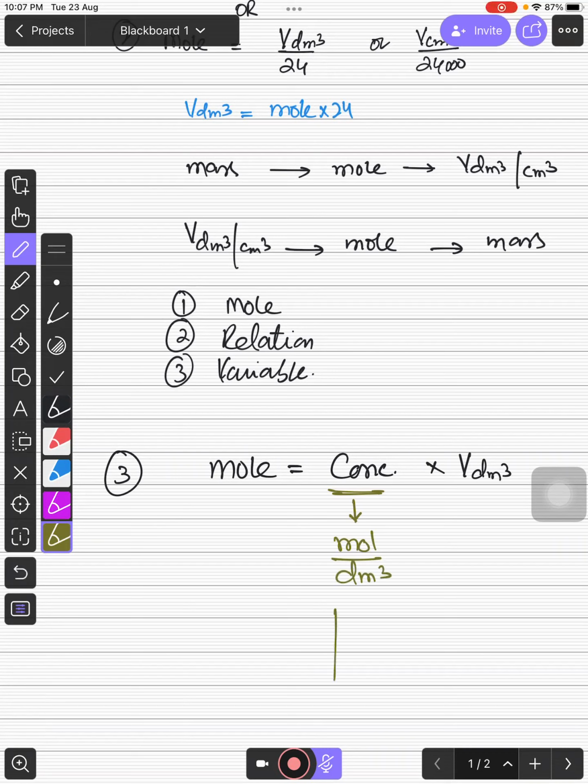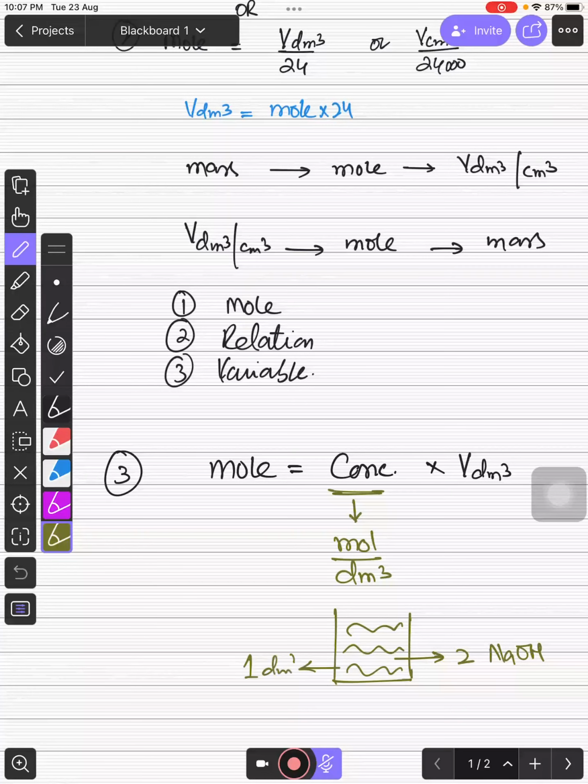For example, if you have 1 decimeter cube solution, right? You have 1 decimeter cube solution and you have 2 moles of NaOH in this. So you can say that this is a solution which is 1 decimeter cube, the volume is 1 decimeter cube. So the concentration of this solution is 2 moles per decimeter cube NaOH, right? So this is actually concentration, means how many moles are dissolved in per decimeter cube of solution, right? So you can see this, the unit for this is fixed, which is mole per decimeter cube, but examiner can give you the volume in different units.